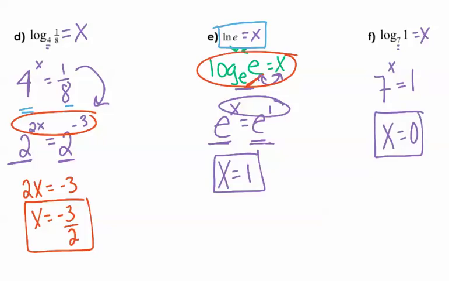This is another special property, and that's anytime you take the log of 1, it doesn't matter what your base is. When you take the log of 1, your answer is going to be 0, and that's coming from this right here.